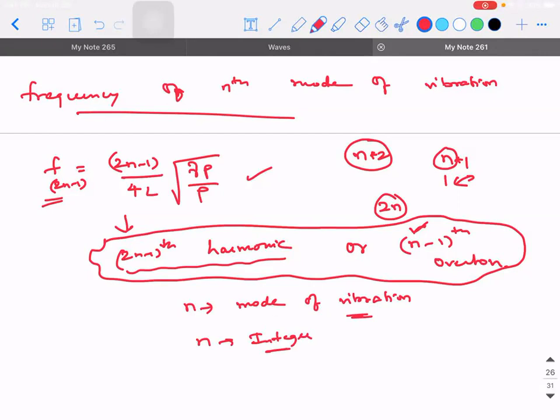Okay. So make a note of all these points. Okay. So this is all about standing waves. Now I have to explain how this formula has actually come. That I will show now. Listen.